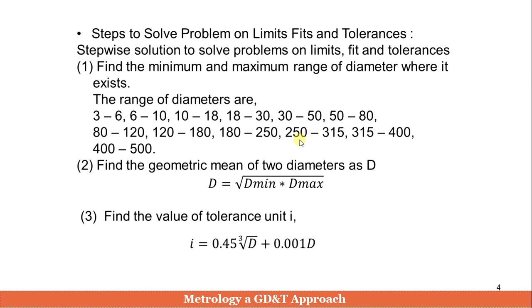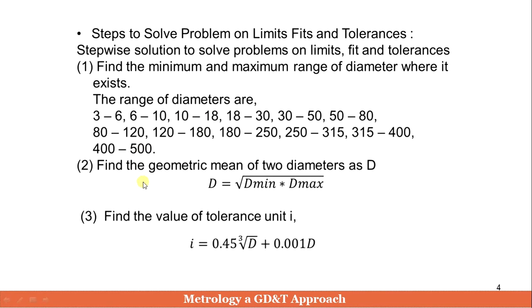Then a few steps for finding the different limits as well as tolerances and identifying the fit. The stepwise solution is provided on this slide. In any question or industrial problem, our target is to find the range of diameter for which tolerances are to be found. The range of diameter for any shaft or hole varies from 3 to 6 mm, or 6 to 10, and incrementally likewise: 120 to 180, 315 to 400, continuing till 400 to 500, and beyond that as well.